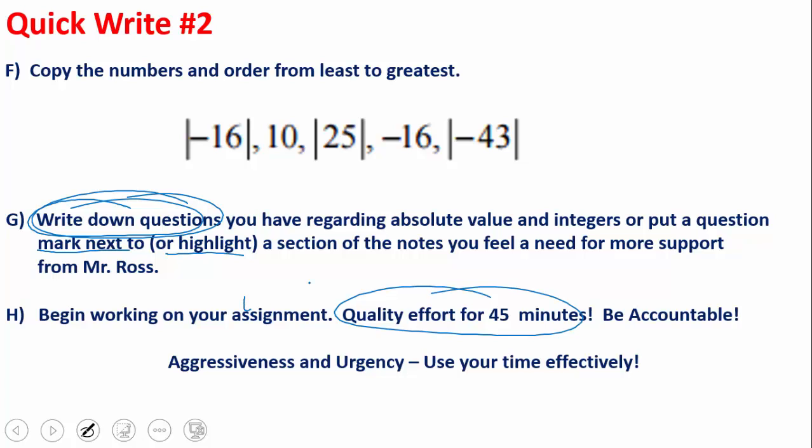You start working on your assignment. You need to be accountable. Okay? So 45 minutes. Using aggressiveness and urgency to get that assignment done. And we've talked about what that means. That doesn't mean go so fast that you're making a lot of mistakes. It's go a little bit faster than your normal. Okay? A little bit faster than you did before. And you start building on how quick you become at math, making it quicker. You start remembering more. You have to concentrate to be faster.